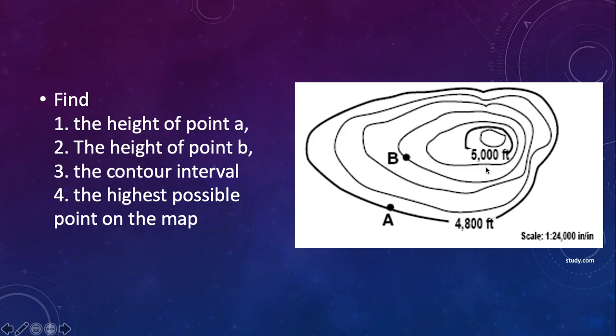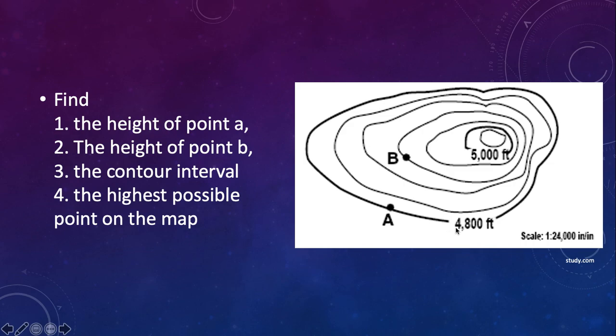We have two labeled lines, two index contours. One says 5,000 feet, the other one says 4,800 feet, and they're separated by 5 lines. Every fifth line on a topographic map is labeled. So if you take your 5,000 and subtract 4,800, you'll get 200. When you divide 200 by 5, you get 40. So the contour interval of this map is 40 feet.